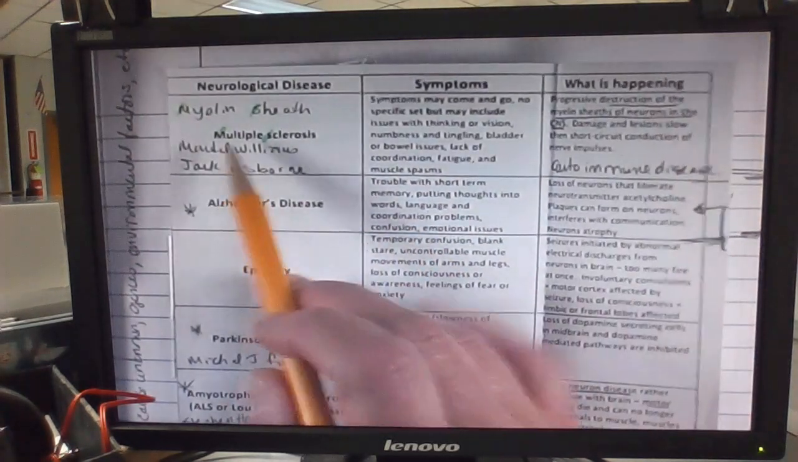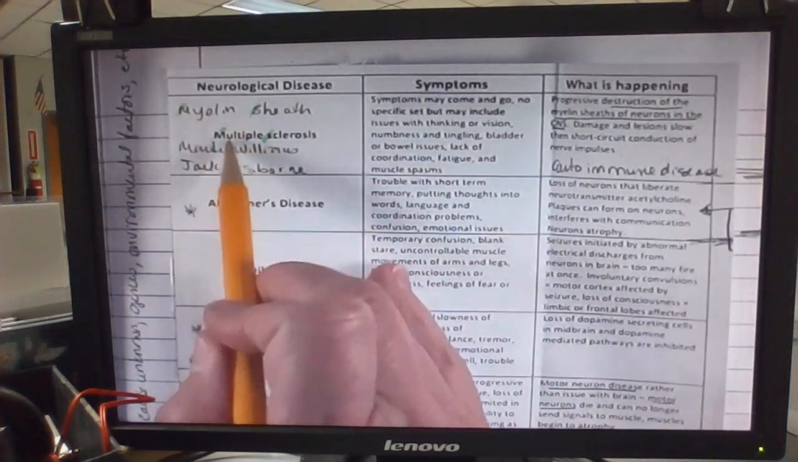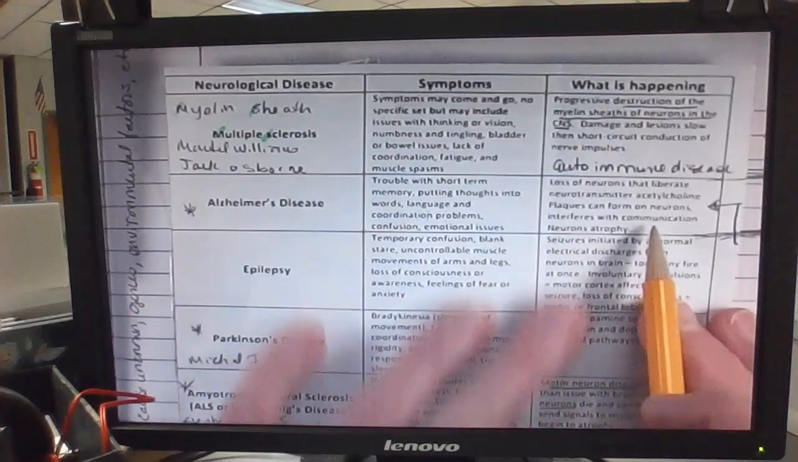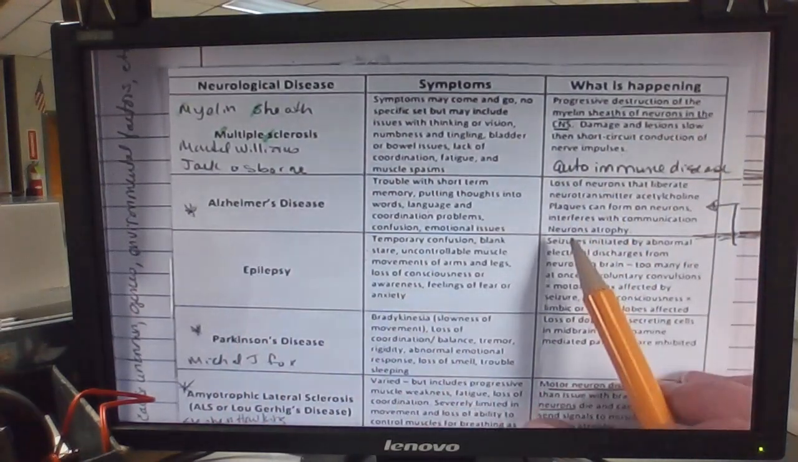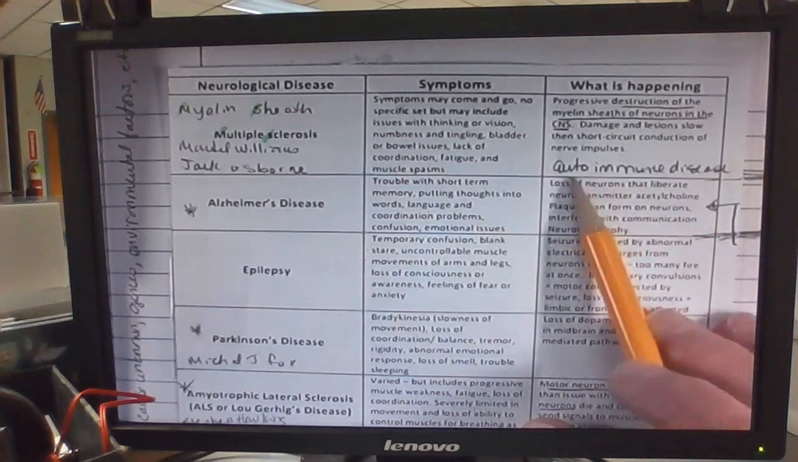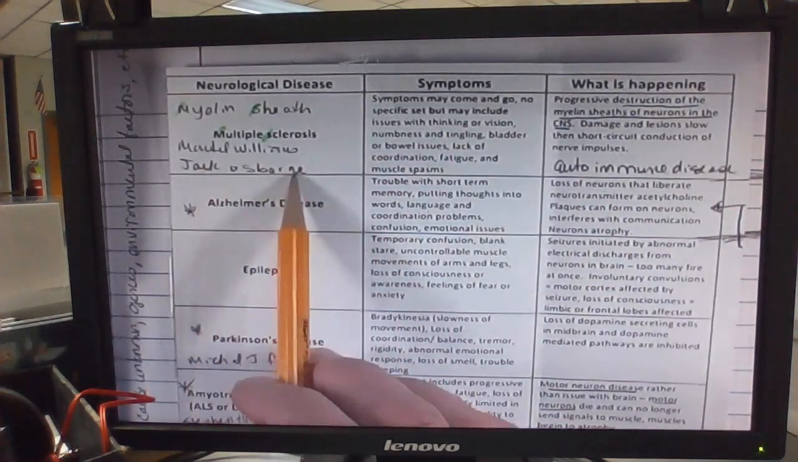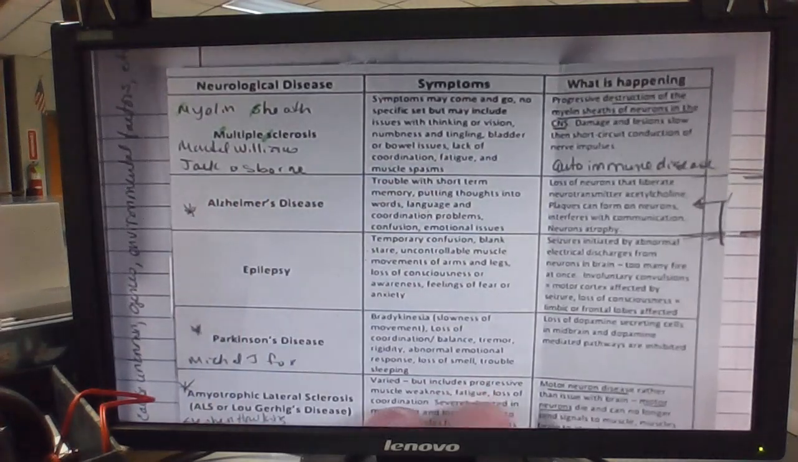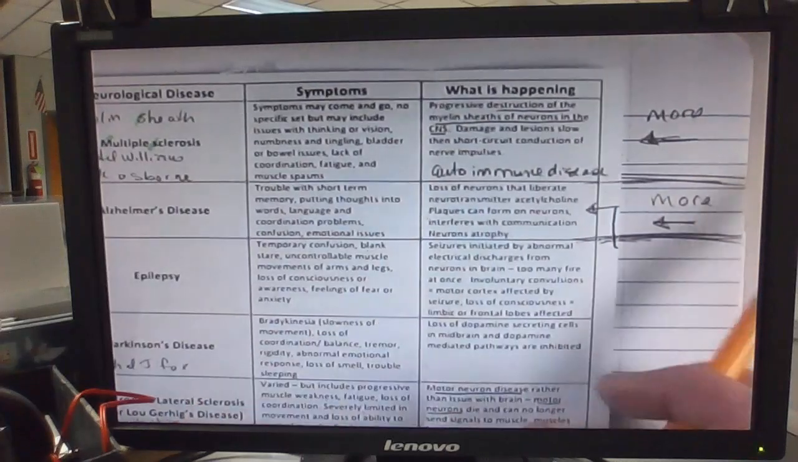All right, multiple sclerosis. I remember multiple sclerosis deals with the myelin sheath. Progressive destruction of the myelin sheath of the neurons in the central nervous system. This is usually due to an autoimmune disease. You may know Montel Williams, Jack Osbourne. These guys have multiple sclerosis. I have some more information on multiple sclerosis underneath.